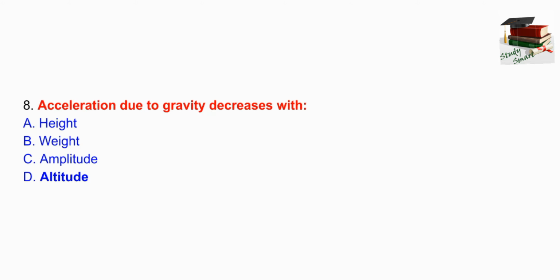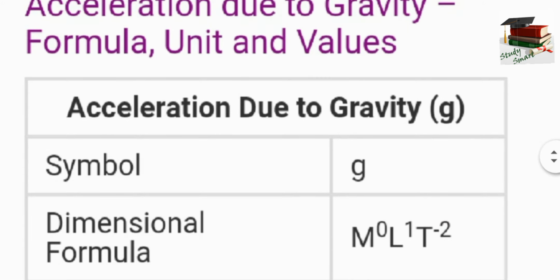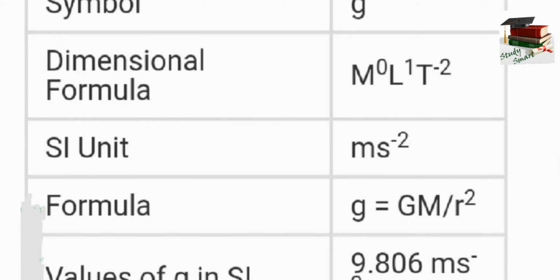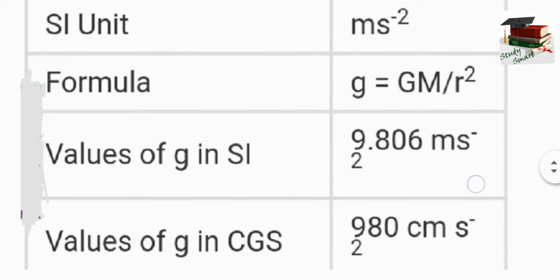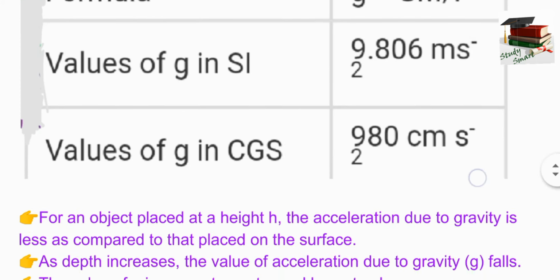Next question, acceleration due to gravity decreases with altitude. Now say about acceleration due to gravity. Its symbol is small g, dimensional formula L T minus 2, SI unit meter second to the inverse. Its formula is GM divided by r square and its value is 9.8 meter per second square, and its CGS value is 980 cm second minus 2.